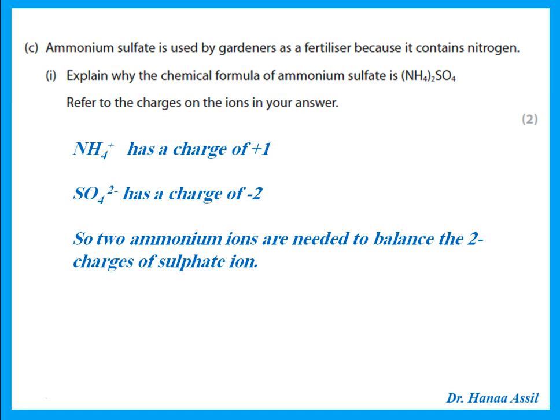It has a charge. He says refer to the charges, not the valencies. So the charges are the valency, but with a plus and a minus. So ammonium has a charge of +1. Sulfate has a charge of -2. So I need 2 of the ammonium because each sulfate has a valency of 2 or a charge of -2.